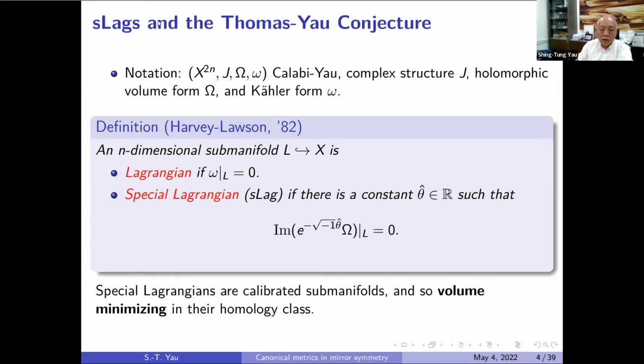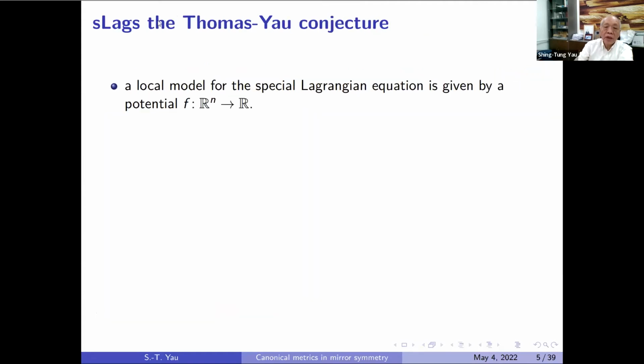These special Lagrangians are something called calibrated submanifolds according to Harvey and Lawson, and they are volume minimizing in their homology class. This volume minimizing gives rise to many beautiful properties of these submanifolds, and Harvey and Lawson were trying to look for important examples of minimal submanifolds in high codimension. That's how it comes up at the very beginning.